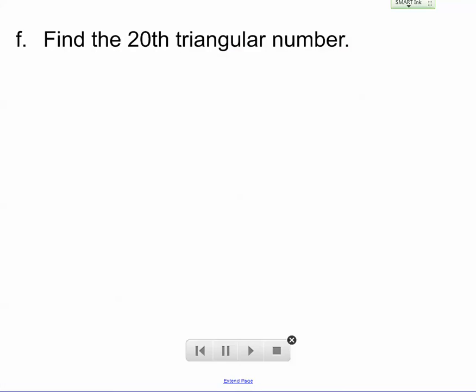Find the 20th triangular number. Well, it's going to be difficult for you to know if you don't know what a triangular number is. So here's the triangular numbers. 1, 3, 6. Those are triangular numbers. See this pattern? If we just keep making these patterns with dots, we get triangular numbers. 10. Let's do one more here. And 15. Those are triangular numbers.